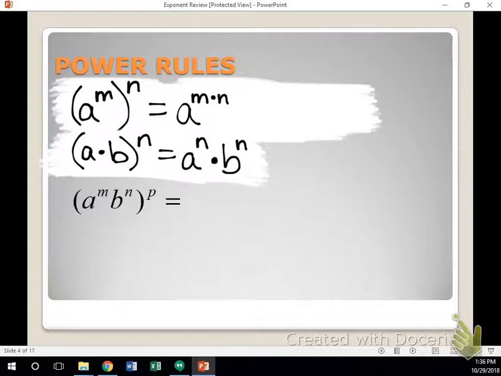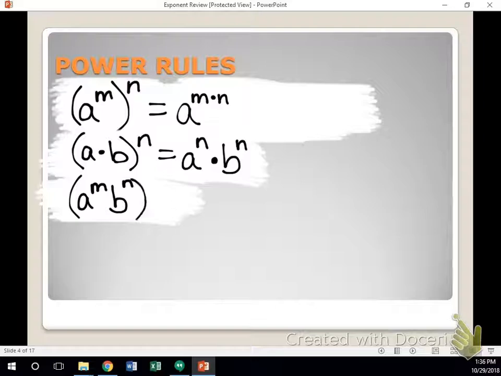And that last one, it's just kind of mixing the first two together. So we have a to the m times b to the n, and the whole thing in parentheses is being raised to the p power. You can put a multiplication dot in there if you want to. A lot of the times in problems we won't see a multiplication dot written there. They'll just be next to each other like with other variables. You can always add the multiplication dots if it helps you remember what to do.